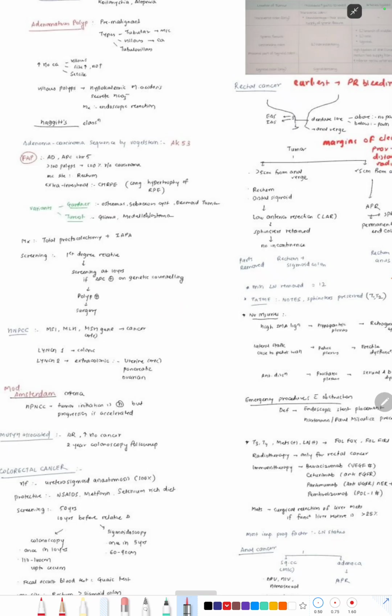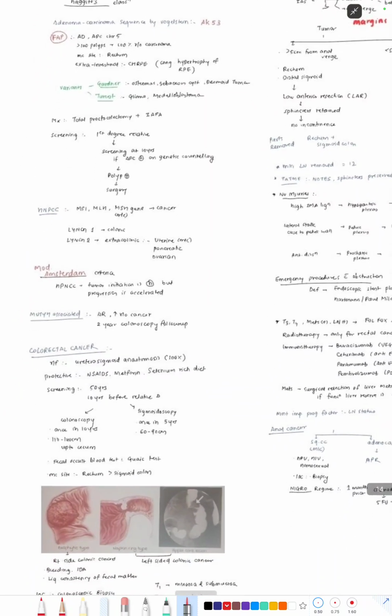Then the next is HNPCC, that is hereditary non-polyposis colon cancer. Hereditary non-polyposis colon cancer is associated with microsatellite instability, MLH and MSH genes, out of which MSH is most common. Then Lynch 1 is colonic cancer, while Lynch 2 has extracolonic cancers, out of which the most common is uterine cancer. Then the criteria used is the modified Amsterdam criteria for HNPCC.